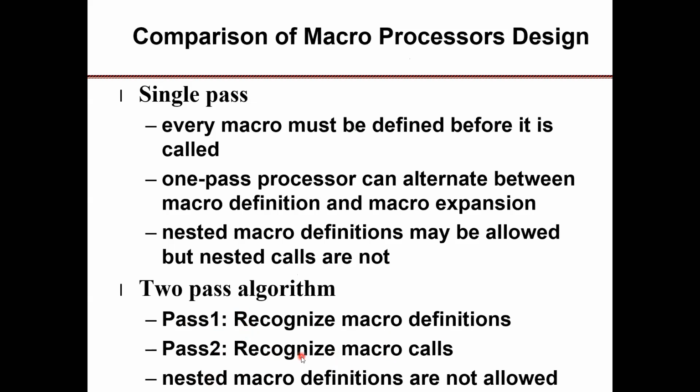If we do it this way, we restrict ourselves by saying all the macro definitions have to be done first before we can call them. There really is no way for us to then mix the two up, which is what we're doing when we're doing a nested macro definition.